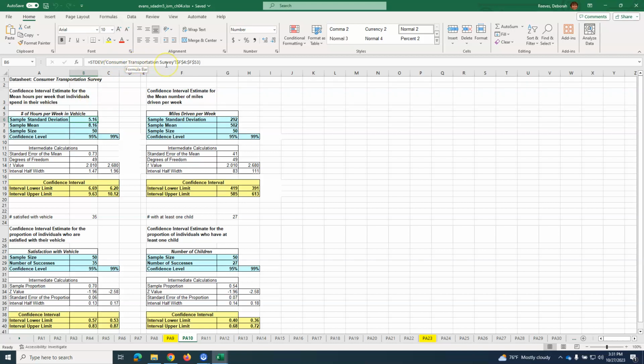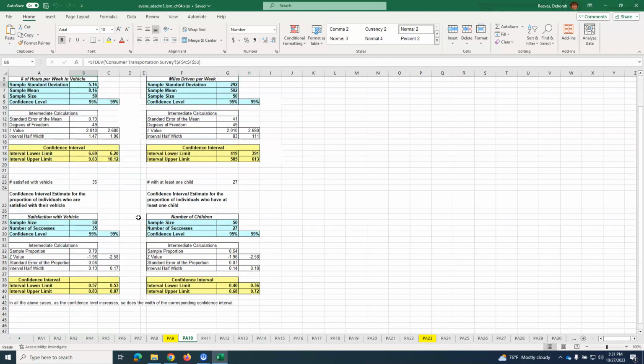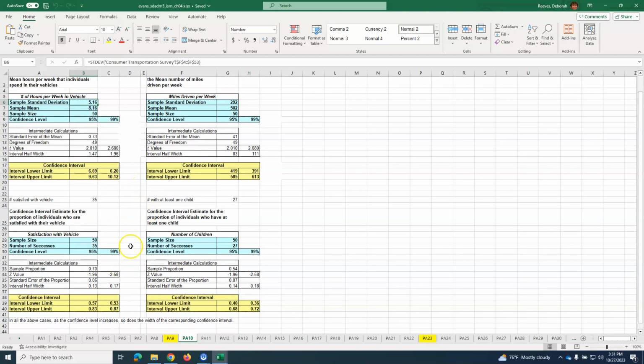This is how you call up a separate spreadsheet. When you do this standard deviation and select your data, this will automatically fill in. So when you type equals standard deviation and then go over to your Consumer Transportation Survey, whether it's on a different tab or a different spreadsheet, and select this data, you don't have to type this part. That should already go in there. You can type it, but you don't need to. These are actually the answers for the homework, just so you know that you're on the right track.